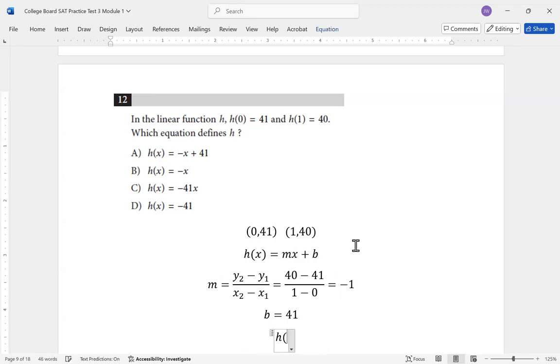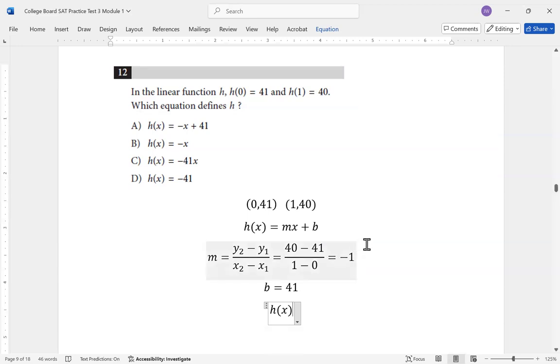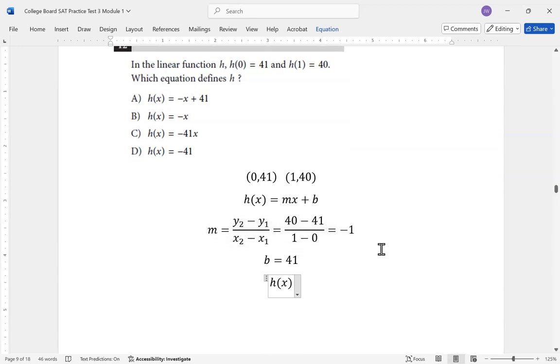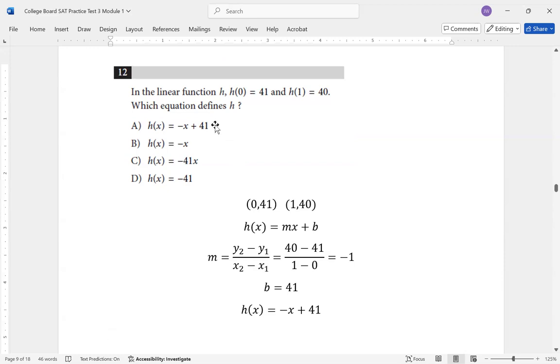So that means the equation of the linear function is going to be h of x is equal to -1x plus 41. You don't have to write -1x. You can also write that as -x because it's an implied coefficient of 1 if you don't see it. And that is the final answer that matches up with option A in question 12. So question 12 has answer A, h of x is equal to -x plus 41.